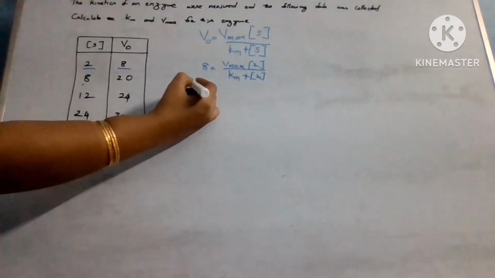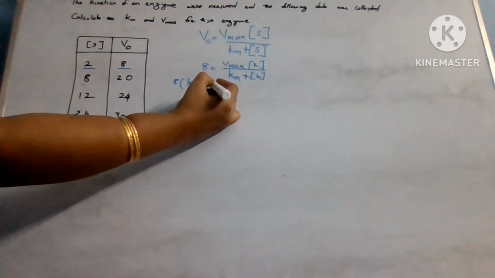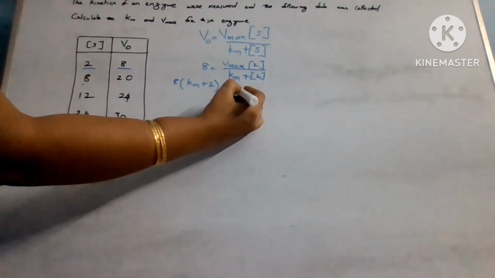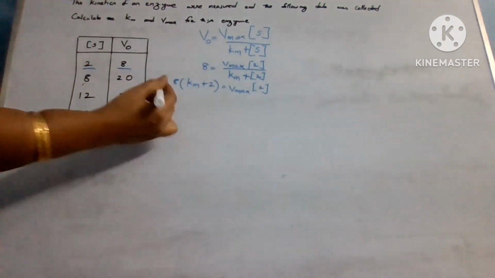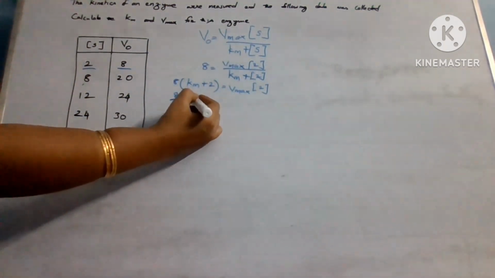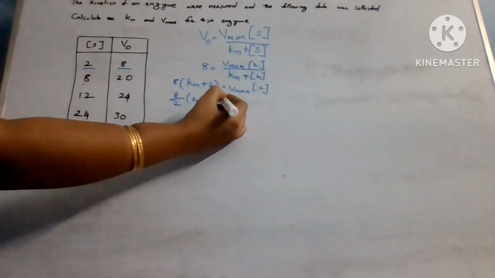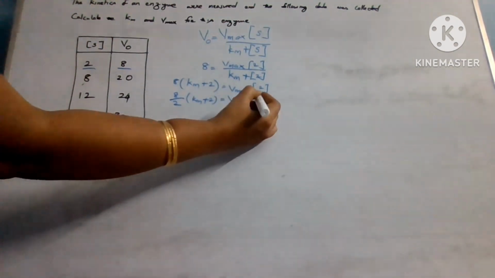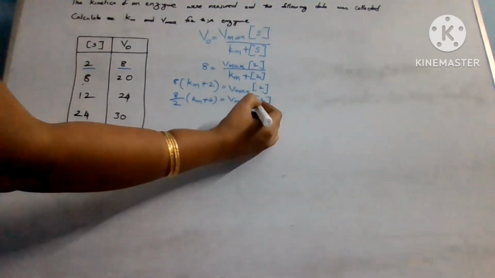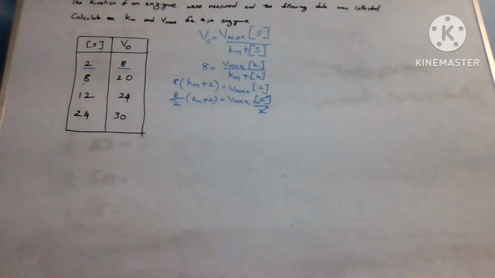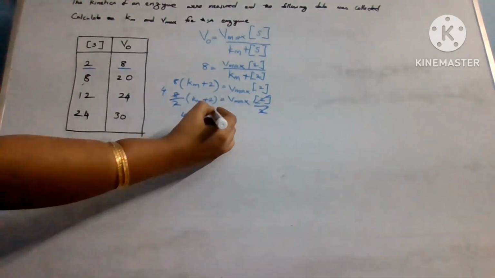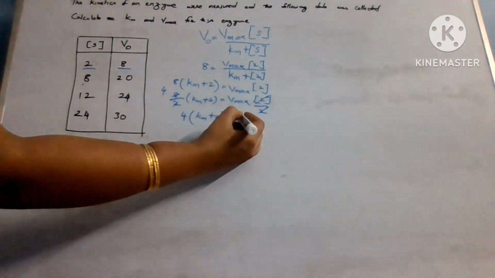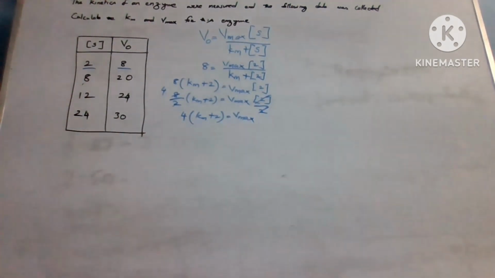Now bring Km plus 2 towards the left side of the equation. It will become 8 into Km plus 2 is equal to Vmax 2. Now if we multiply 8 with Km plus 2, it will become 8 Km plus 16 is equal to Vmax 2. Now to cancel out 2, we need to divide on both sides with 2. When you divide 8 by 2, you will get 4. So 4 into Km plus 2 is equal to Vmax. Now it will become 4 Km plus 8 is equal to Vmax.